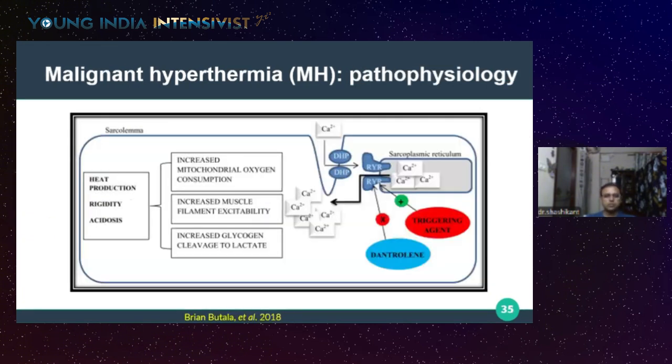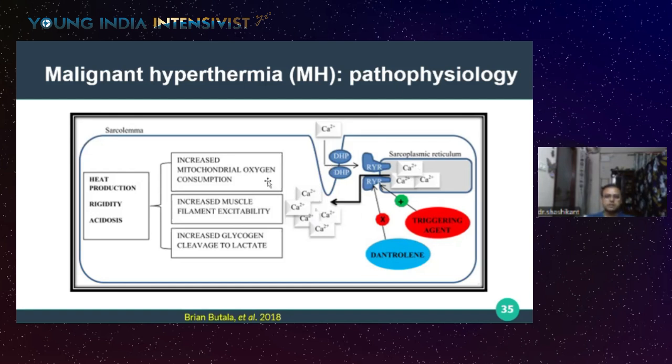So what is the pathophysiology? How does it happen? Whenever a susceptible individual is exposed to the different triggers which were mentioned previously, there is uncontrolled release of calcium from the sarcoplasmic reticulum. The ryanodine receptor is the most common calcium channel affected in patients with MH. So there is uncontrolled release of calcium from the sarcoplasmic reticulum into the cytoplasm, and added to it there is defective uptake of calcium from the cytoplasm into the sarcoplasmic reticulum.